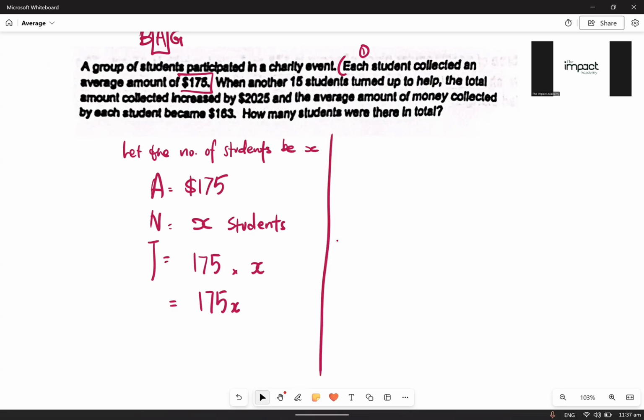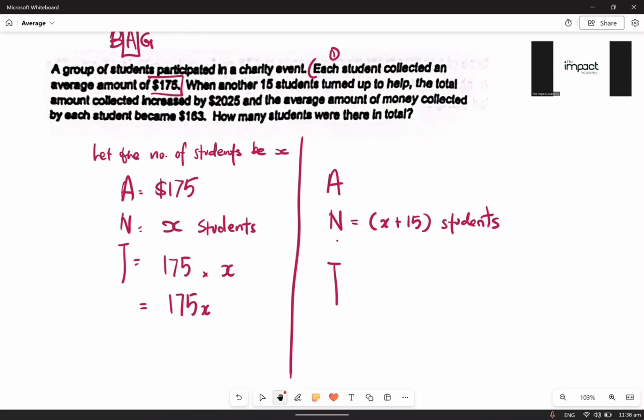Once this part is done, you want to move on to the second part. It says that when another 15 students turned up, there are more students now. How many more? 15. So we will just say x plus 15 students. That's the next part that you want to work on. Once I'm done with this, I can see that the average amount collected by each student became 163. So my total has to be 163 times x plus 15.